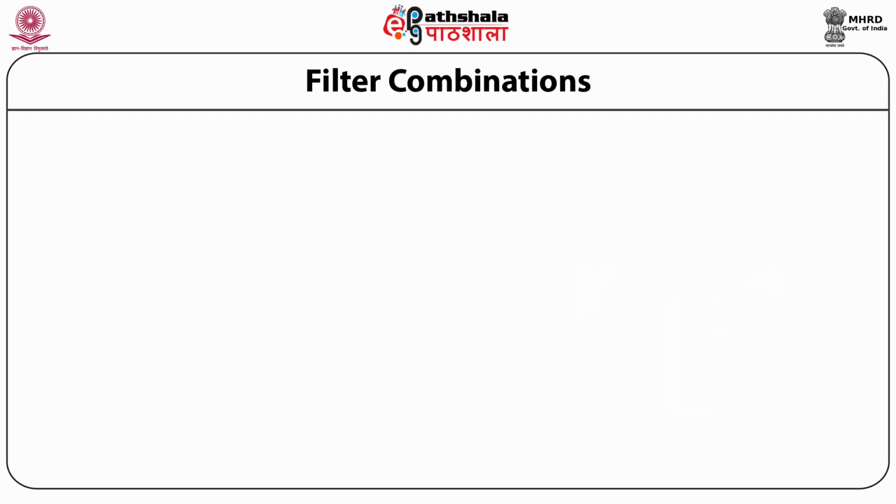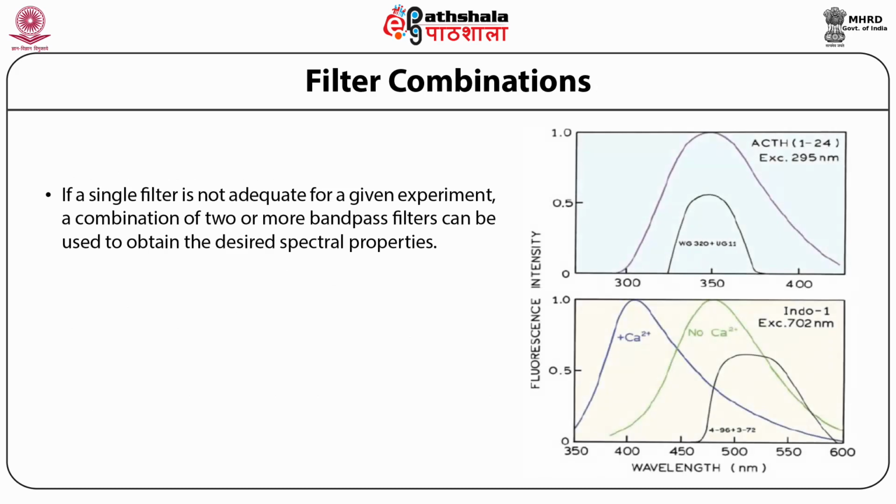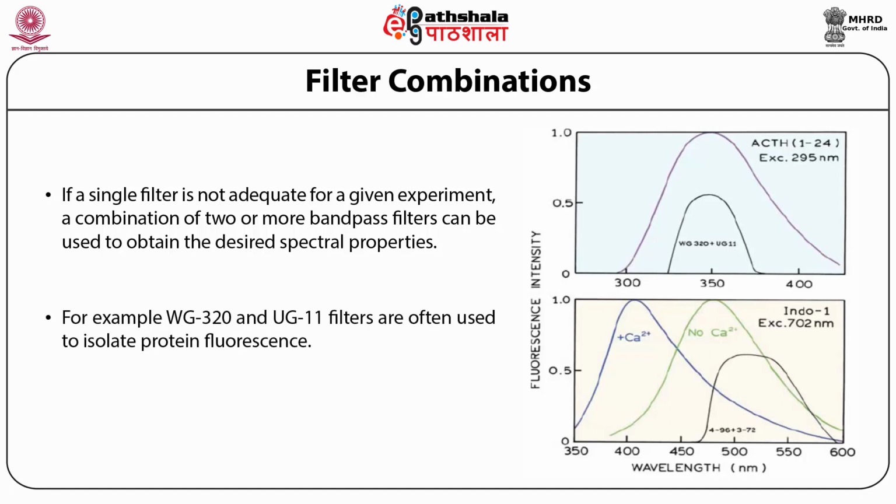Filter combinations. If a single filter is not adequate for a given experiment, a combination of two or more bandpass filters can be used to obtain the desired spectral property. For example, WG 320 and UG11 filters are often used to isolate protein fluorescence. For probes emitting near 450 nanometer, a combination of Corning 372 and 496 filters is used.